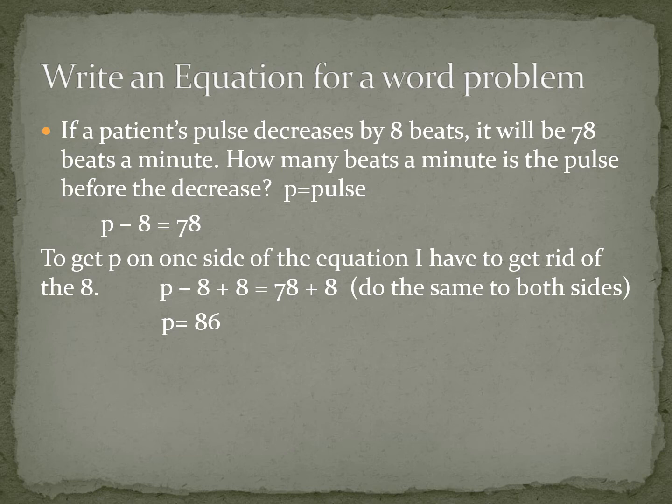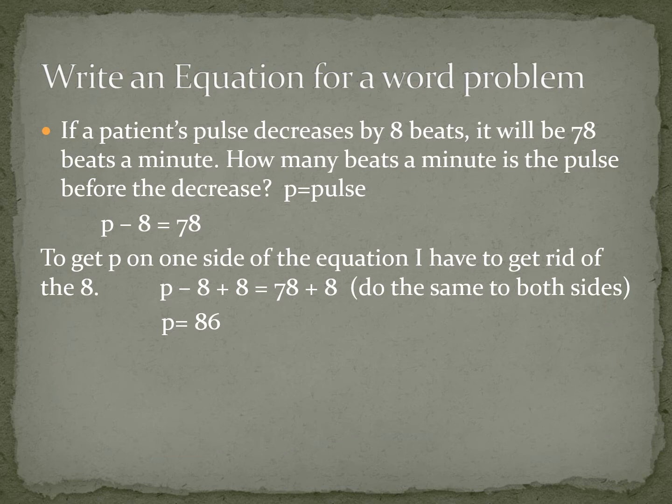So for example, it's asking us here, if a patient's pulse decreases by 8 beats, it'll then be 78 beats per minute. So how many beats a minute is the pulse before the decrease? Okay, so we need to figure out pulse before the decrease. So I chose the variable p to represent pulse, and so the pulse has to decrease by 8, so that's going to tell me I'm going to minus 8. So p, some number, minus 8, then equals 78.